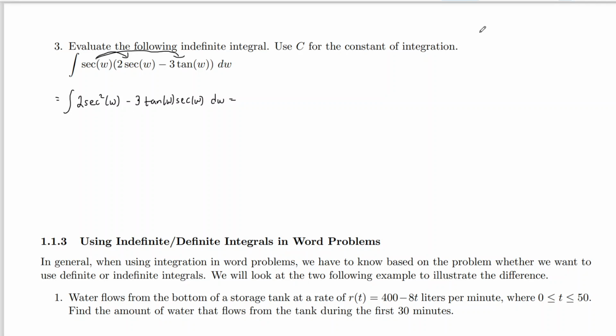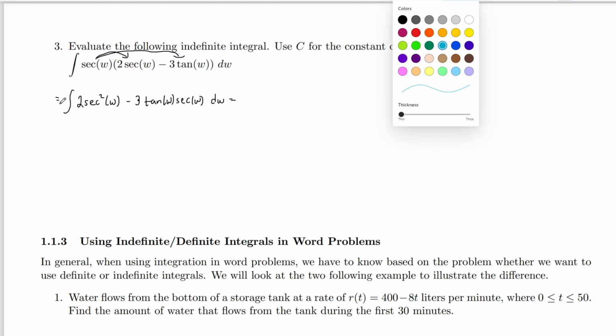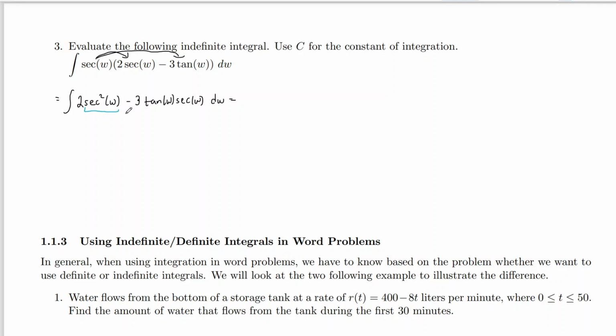All right, and the thing is that the antiderivative, or the indefinite integral of secant squared of W, that is tangent of W. And that's just because the derivative of tangent is secant squared, but you can look at that antiderivative formula sheet or the integral formula sheet I have attached. And we have the 2 out front, and then this is just tangent of W. And then what about the antiderivative or integral of tangent of W times secant of W? That's just secant of W. So we got the minus 3 in front, and then secant of W.